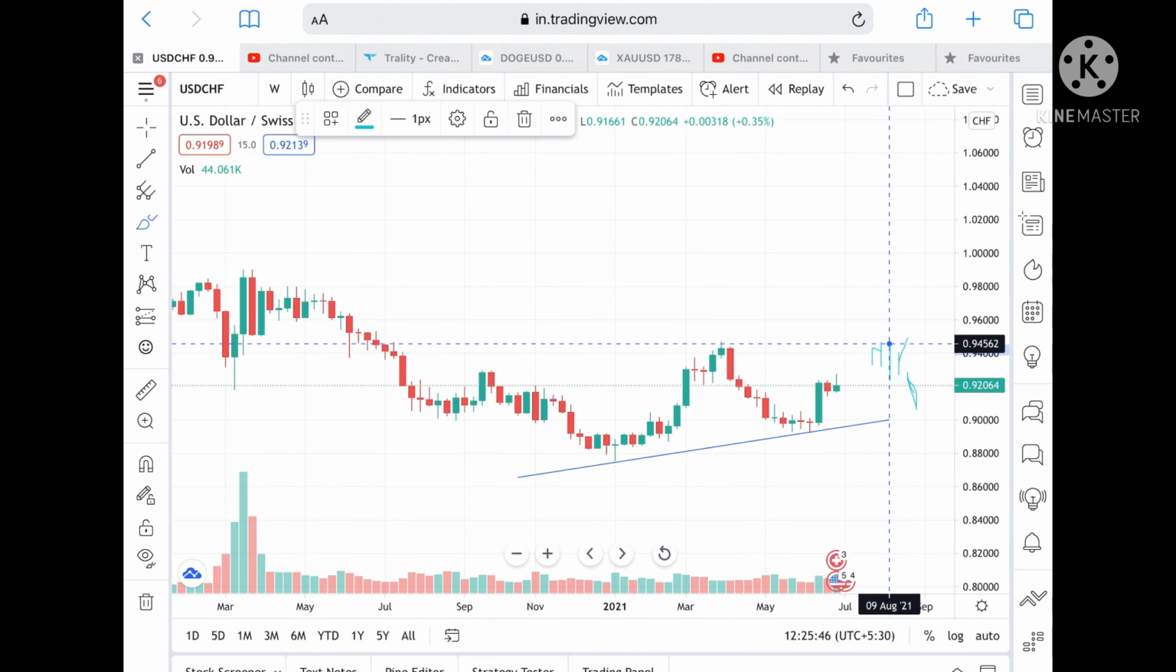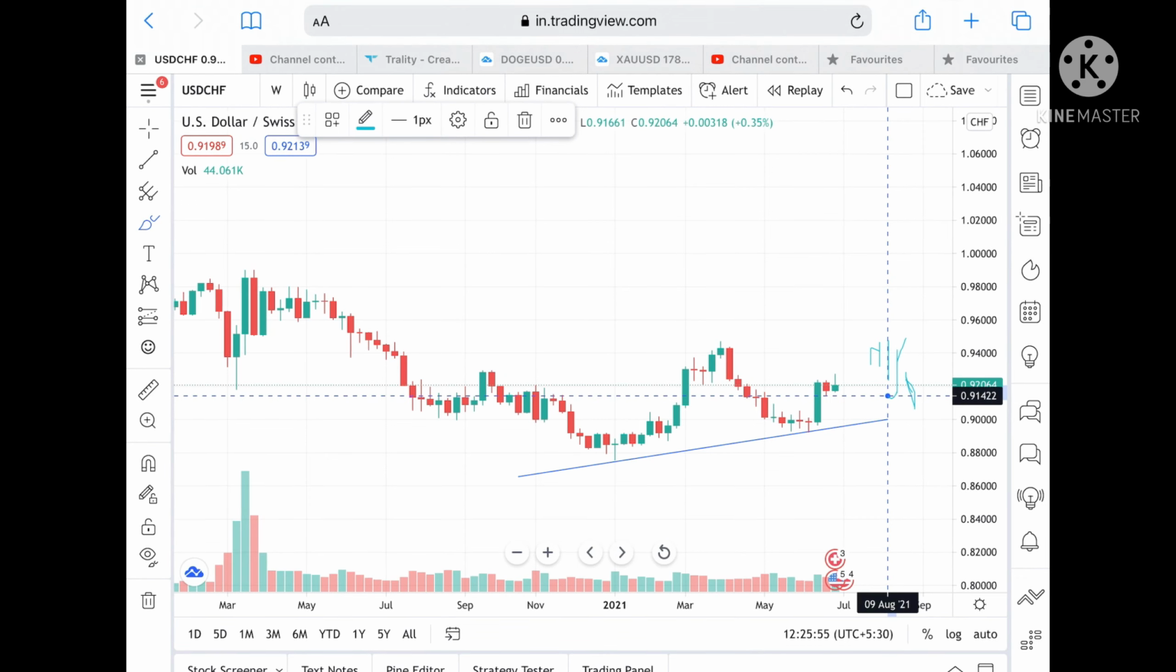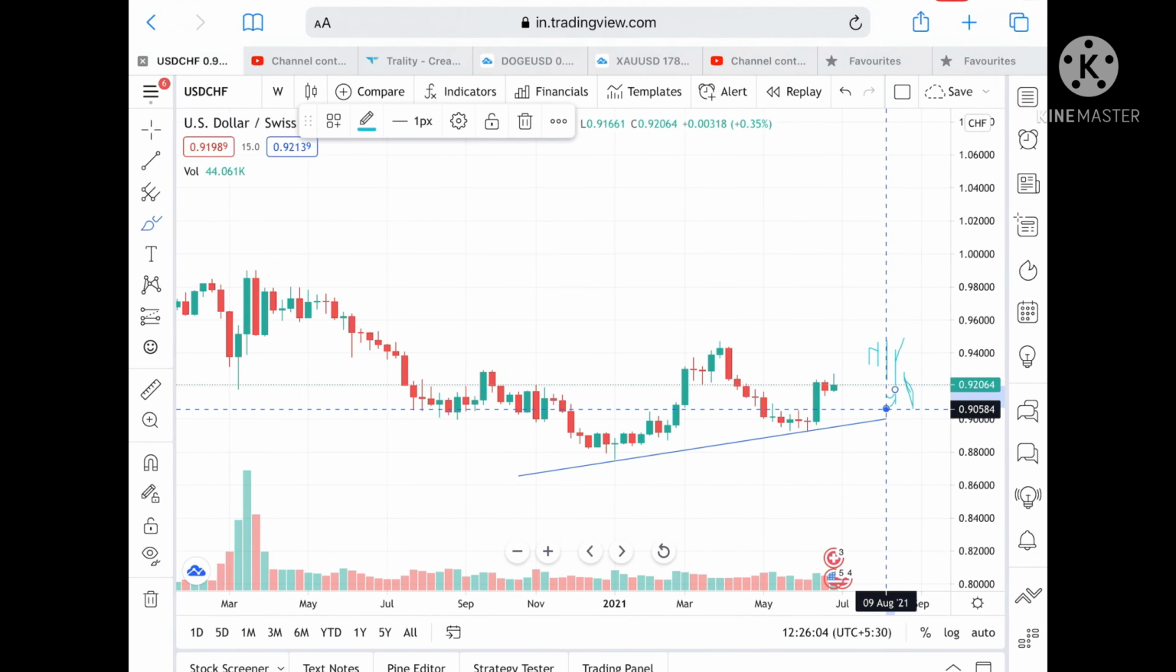Okay, suppose if it goes below a level of 0.91, chances are high that it can touch a level of 0.9442, and from there it can touch a level of 0.90950, and if it stays below that level, then chances are high that it can touch a level of 0.90584. So suppose if it comes close to 0.9054, then it can touch a level of 0.90.